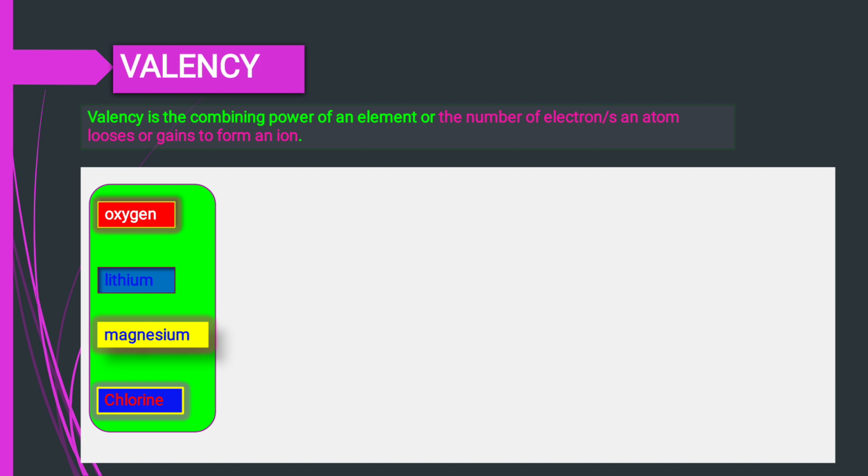To define, valency can be defined as the combining power of an element. In other words, the number of electrons an atom loses or gains to form an ion.